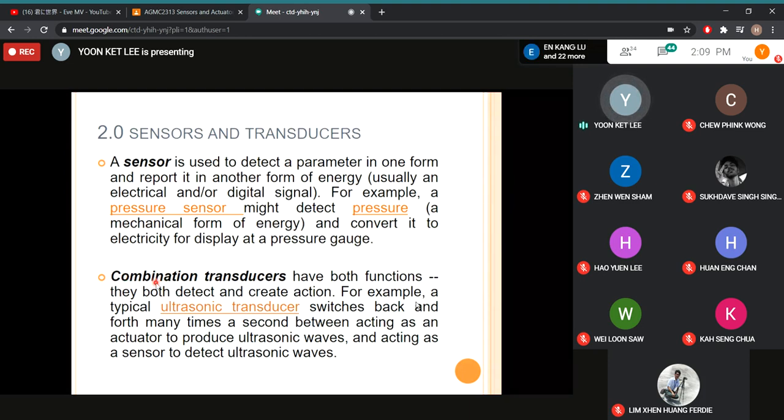Then the combination, the transducer, will have both functions. They both detect and take corrective action. For example, the ultrasonic transducer I just mentioned will switch back and forth many times a second between acting as an actuator to produce the ultrasonic wave and acting as a sensor to detect the ultrasonic wave. This one will be the transducer.